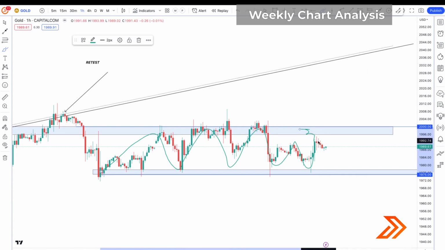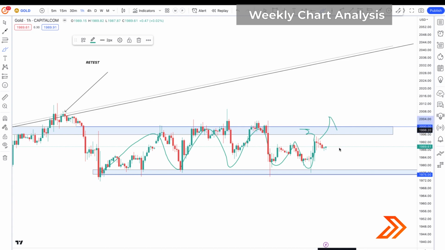I'm expecting a break rather. I'm expecting a break of this 2000 price level, because there are stop losses of traders that have been placed around this zone. So I'm expecting a break of this 2000 price level. Once we have a break of this 2000 price level, it means that stop losses of traders that have been placed here, and pending orders as well, have been triggered.